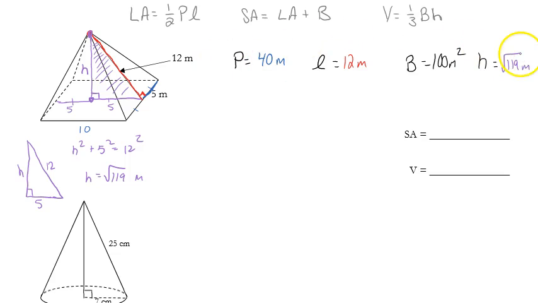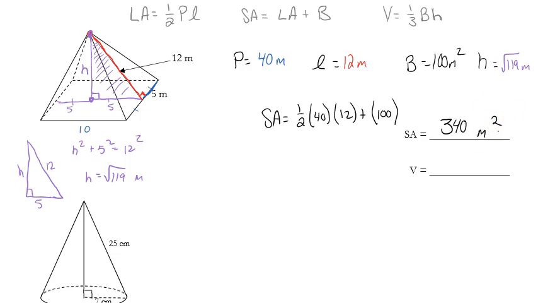I know all of my pieces. I can now find my surface area and my volume. Surface area is going to be equal to the lateral area, which is 1/2 of my 40 times my slant height, so the perimeter times my slant height of 12, plus the area of one base, which is 100 meters squared. I'm not adding 2 times the base because there is only one base. And again, this is a calculator problem. Put that all into my calculator and I get a surface area of 340 meters squared.